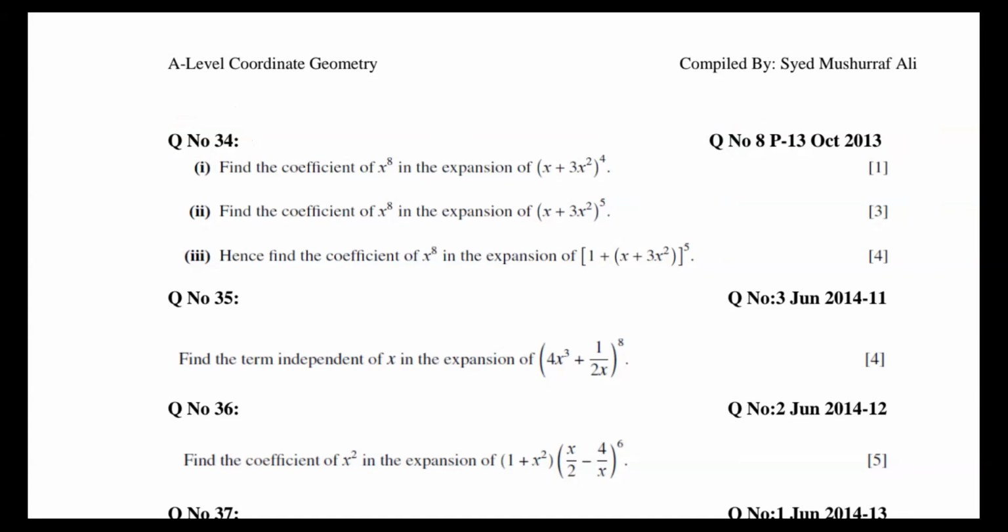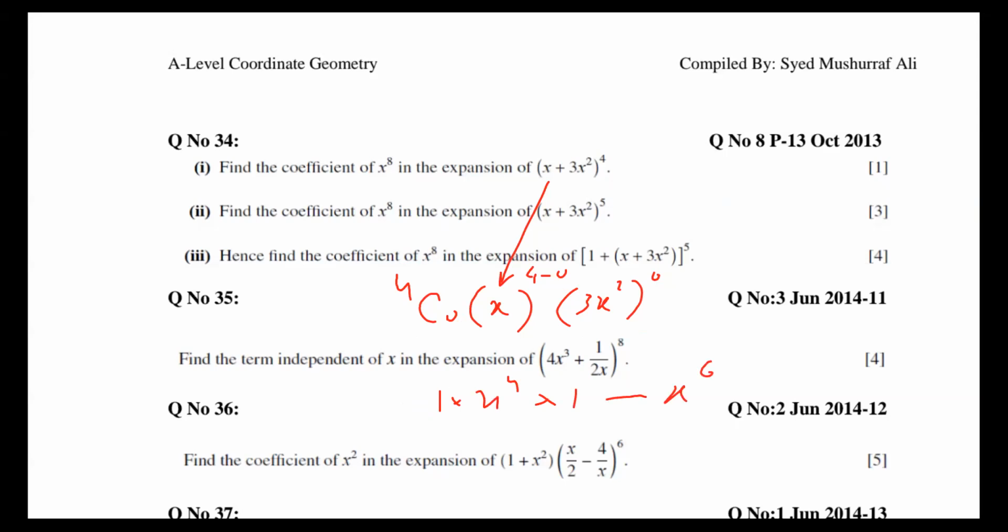If I expand as it is, the first term is 4c0. First term means x to power 4 minus 0, and then this power 0. If I simplify, this value comes 1, this value comes 1, and this value comes 4. So I will get first term 4 and gradually x power then 5, then 6, then 7, then 8. But I'm looking for x to power 8.